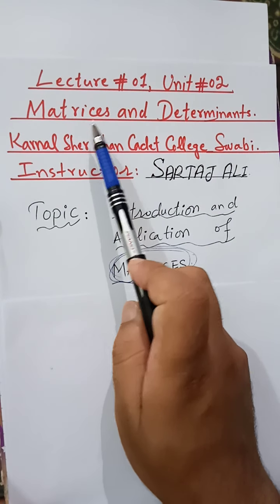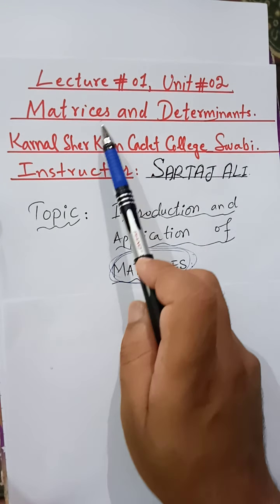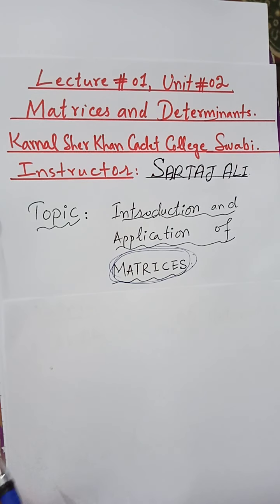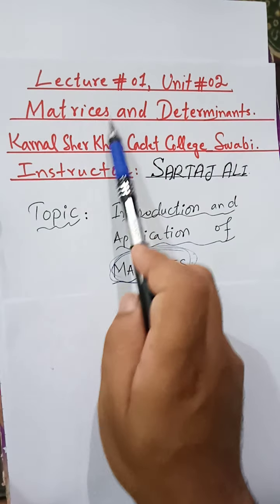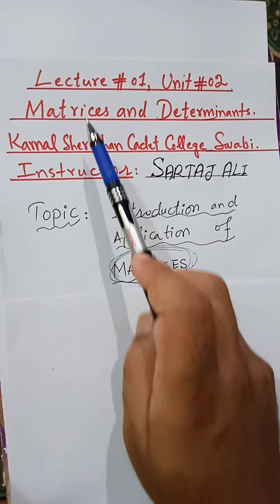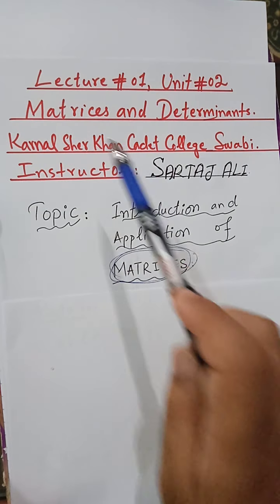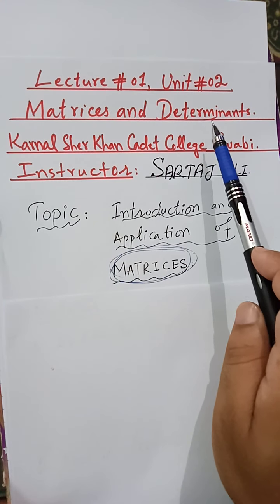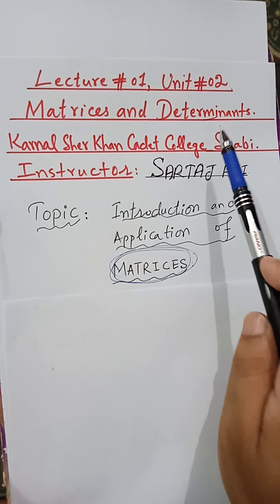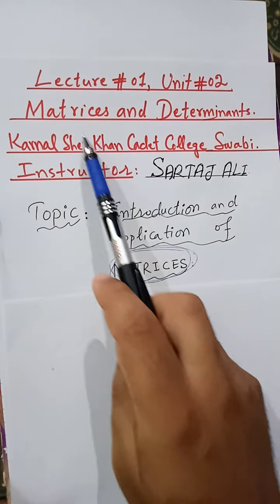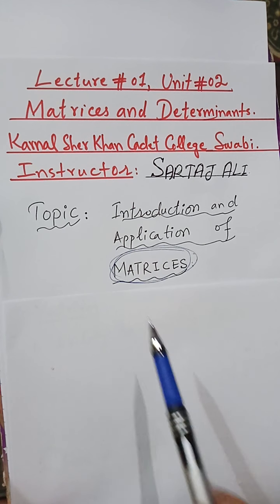The title of unit number 2 is Matrices and Determinants. So in the first part of this chapter we will discuss matrices, and then we will discuss how we can take the determinant of a matrix. So first we will briefly discuss matrices in this video lecture.